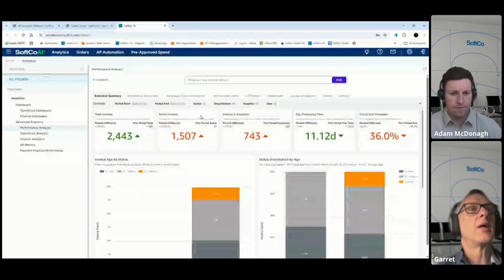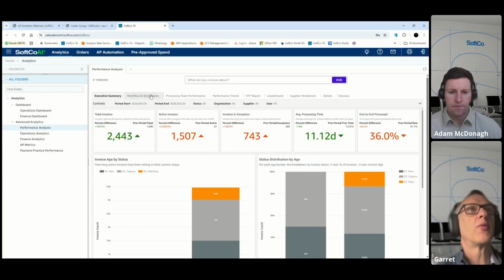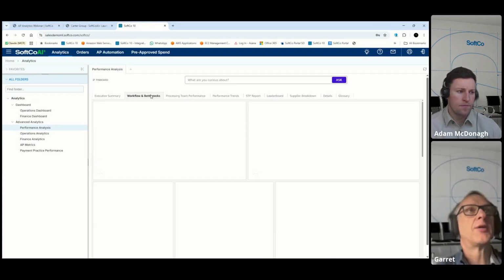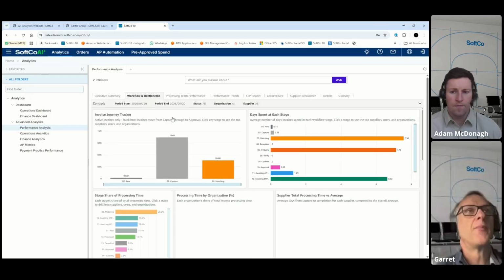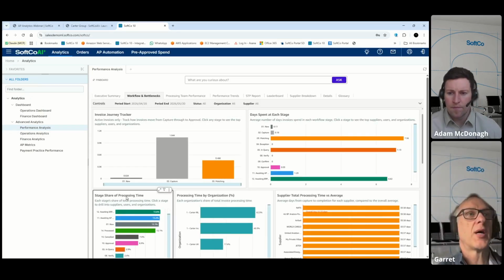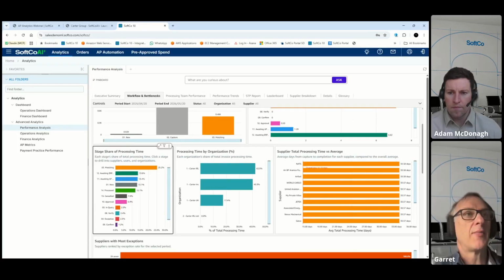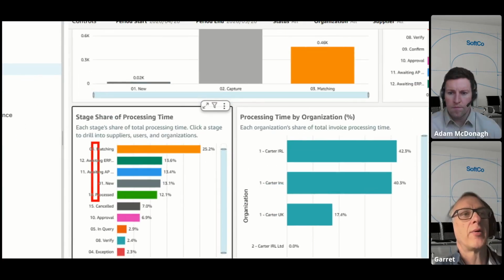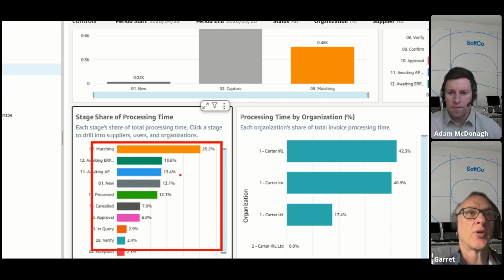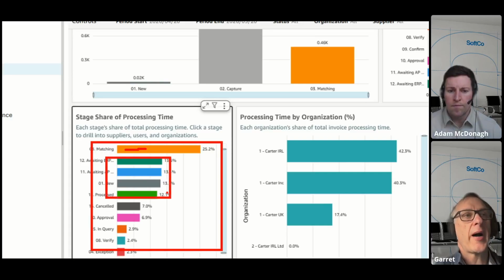But also, where you really want to get into the weeds is where stuff is taking time. So for example, if we look at this stage share of processing time, we're able to see where our invoices are taking the most time, and we need to make sure that whoever is monitoring or actioning, whether it's the AI platform or business users, are actioning things, and that we have sufficient resources to help get that volume of invoices through.